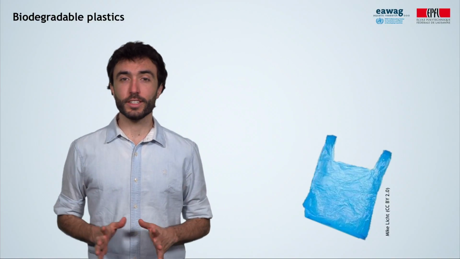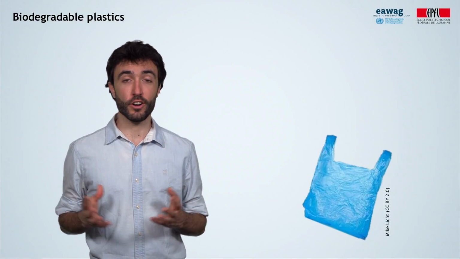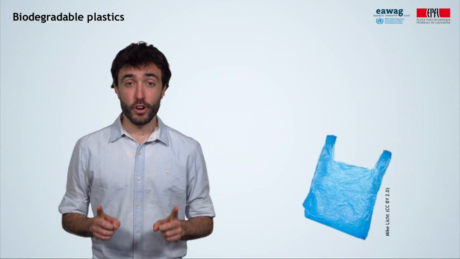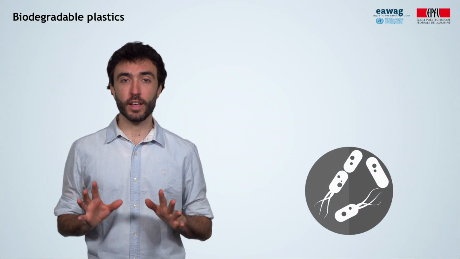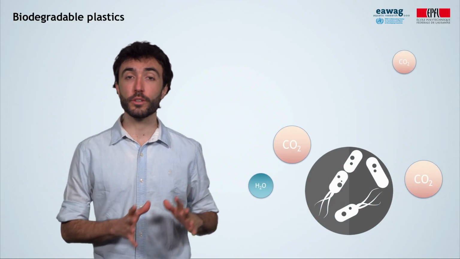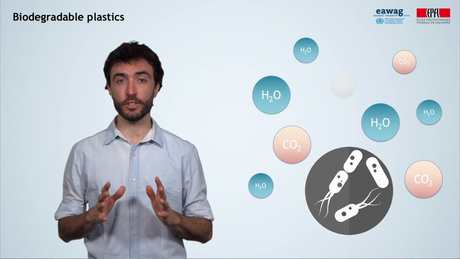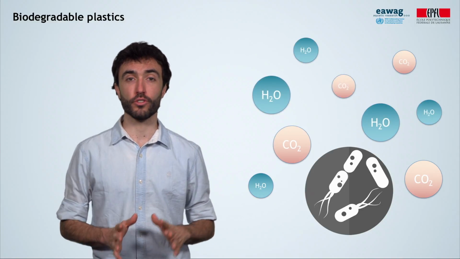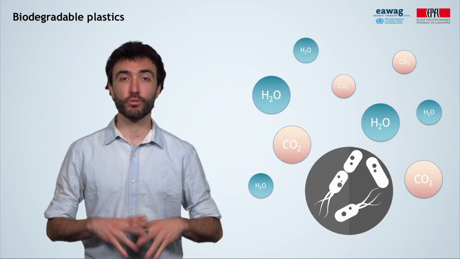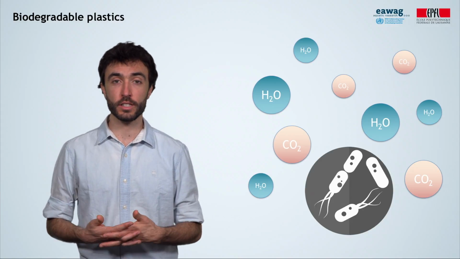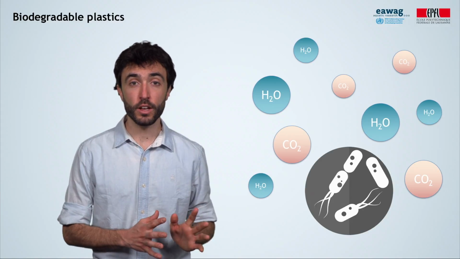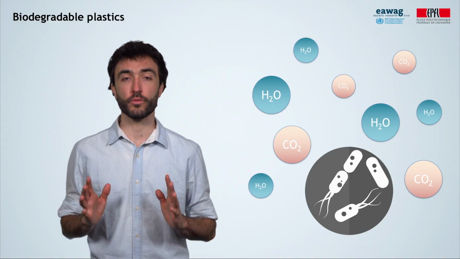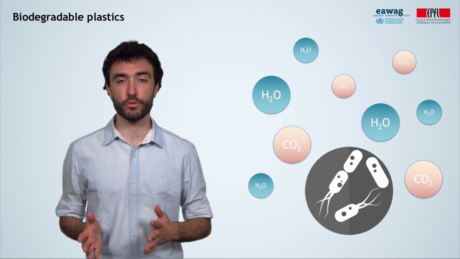But I'm still not really telling you what biodegradable plastics are, right? Biodegradable plastics are those that can be broken down into their constituent monomers and metabolized into microbial biomass, water, and carbon dioxide through the action of naturally occurring microorganisms such as bacteria and fungi over a short period of time, say from a few weeks to several years.